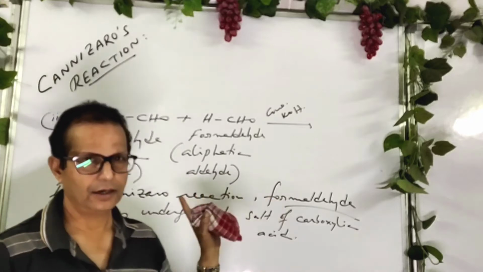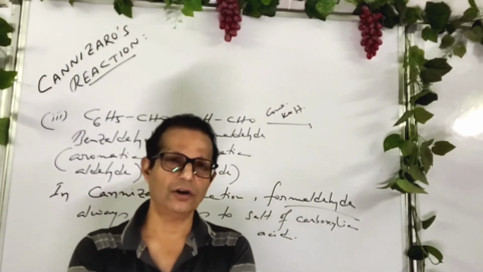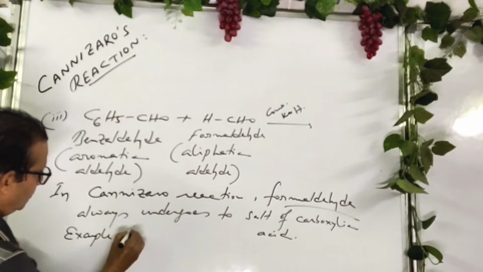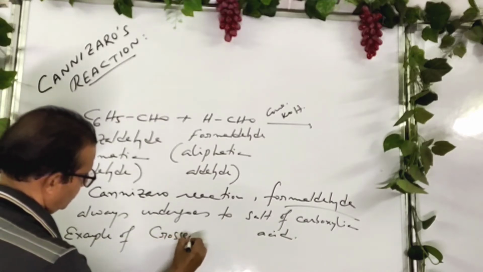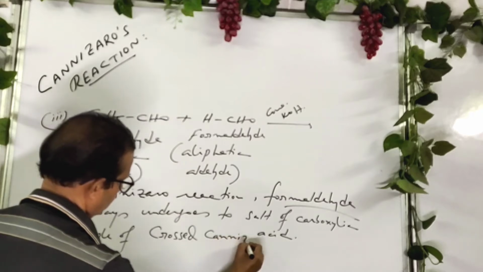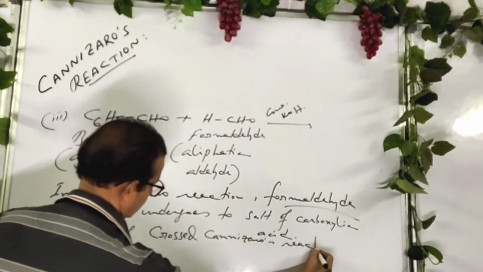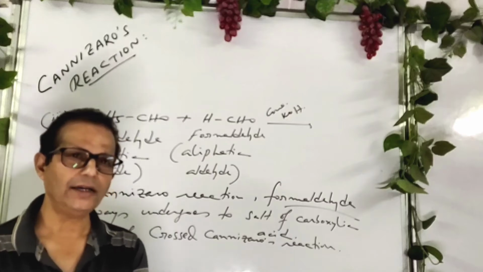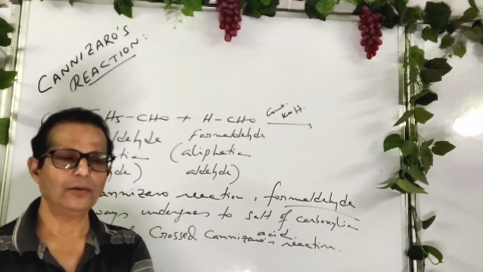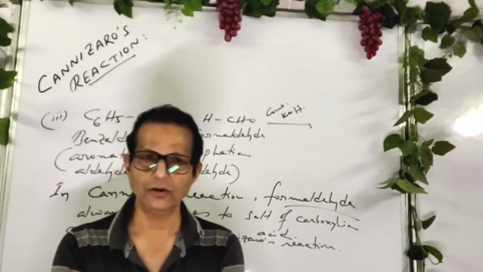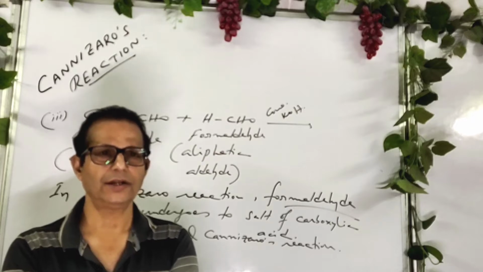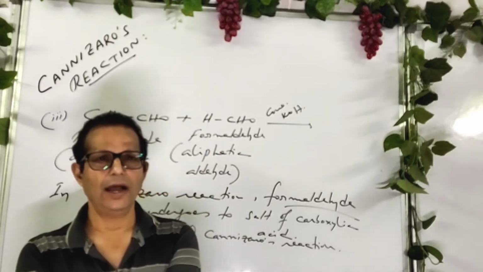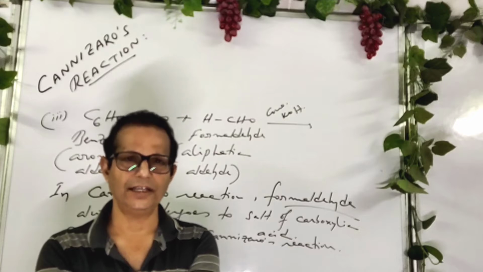This is the main thing. Remember it. This type of Cannizzaro reaction is called the crossed Cannizzaro reaction. So during the Cannizzaro reaction, if one molecule of aromatic aldehyde, that is benzaldehyde, and one molecule of aliphatic aldehyde, that is formaldehyde, undergo reaction, then remember, formaldehyde always oxidizes to the salt of a carboxylic acid, and this type of reaction is called the crossed Cannizzaro reaction.